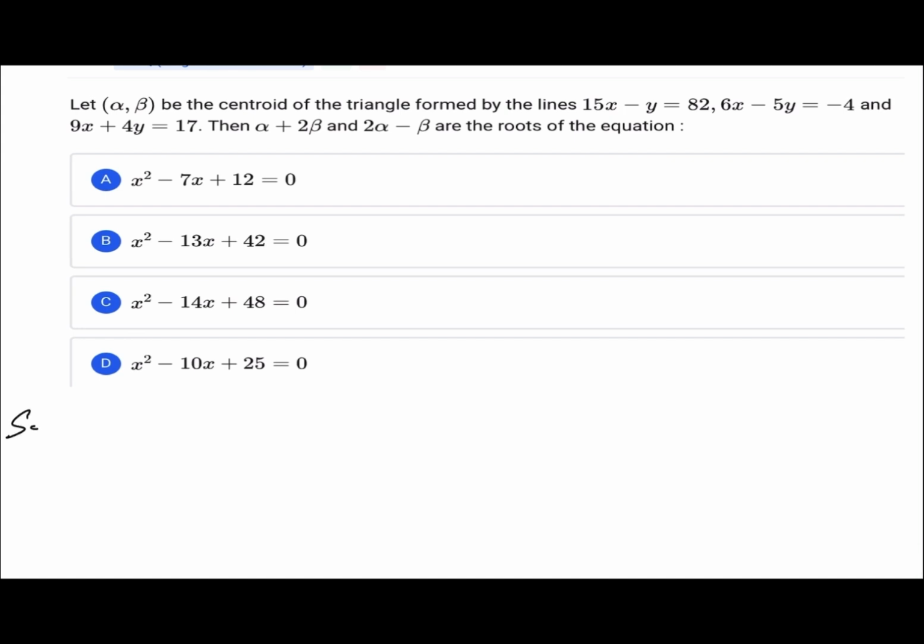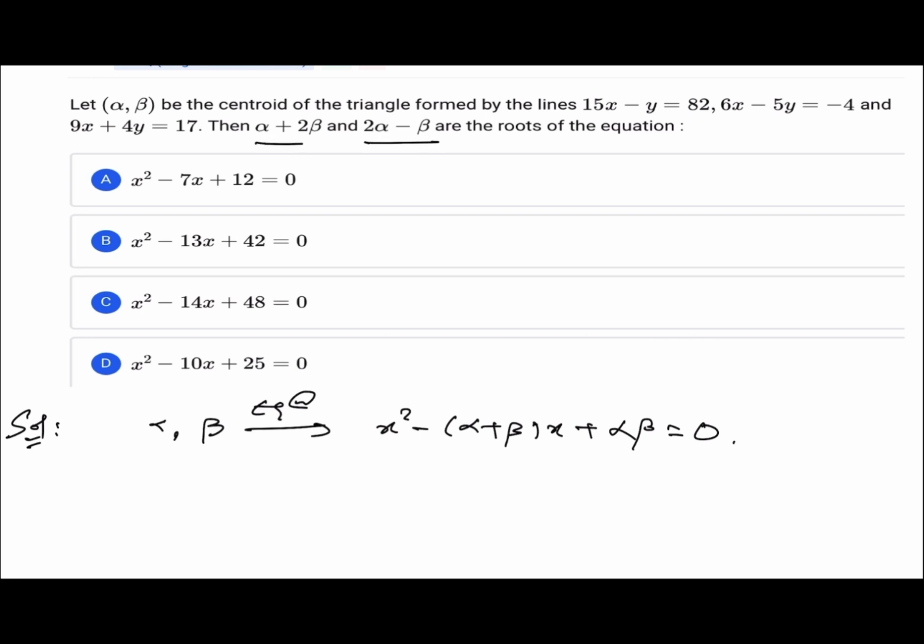We know very well if roots are given, then we can form a quadratic equation. If alpha comma beta are the roots, then the equation is x square minus alpha plus beta times x plus alpha beta is equal to 0. And now in the question it has been asked what is the equation if these two are the roots.